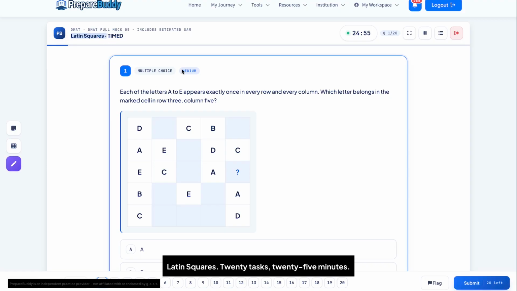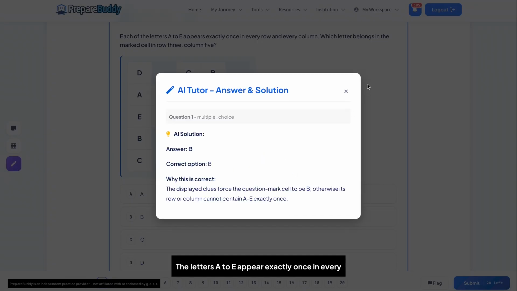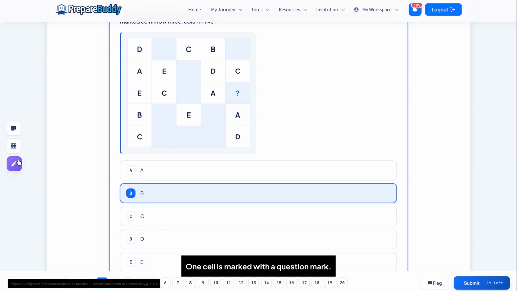Latin squares. 20 tasks, 25 minutes, a 5x5 grid. The letters A to E appear exactly once in every row and every column. 1 cell is marked with a question mark.